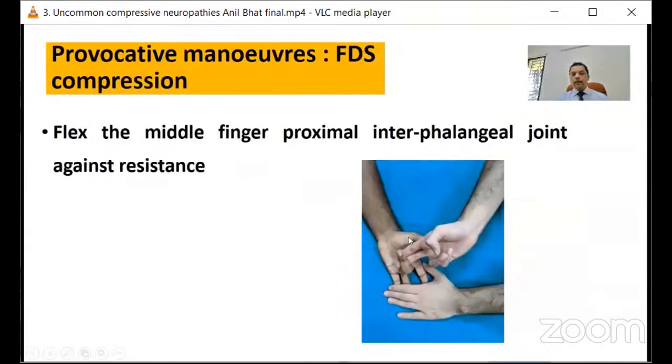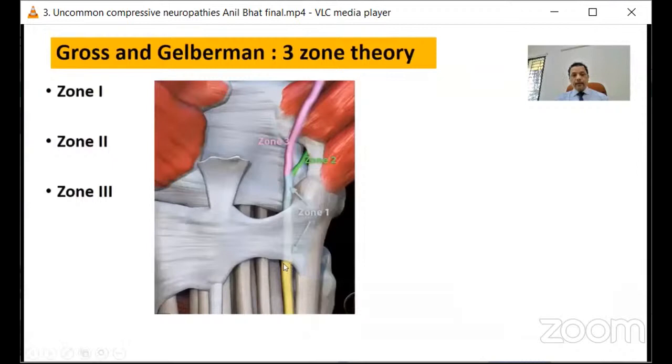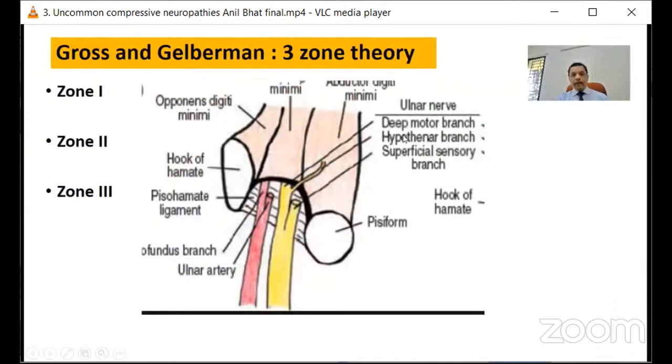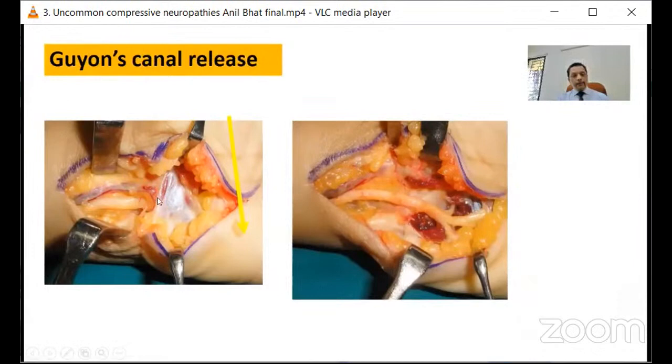The last one is Guyon's canal, first described in 1861. There are three zones here, based on which part of the nerve is involved. It could be the superficial sensory branch, the hypothenar branch, or the deep motor branch. From the pisohamate hiatus, as the nerve goes in, the compression can happen at different levels. Now, this is a classic picture of Guyon's canal release, where you see all three different branches.